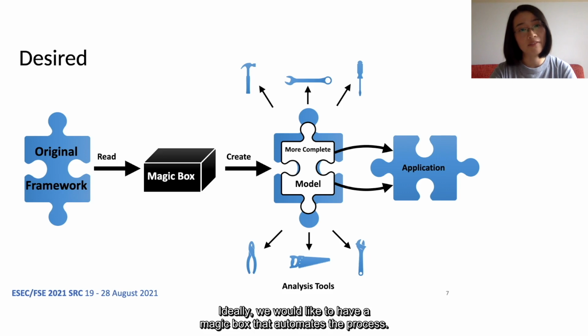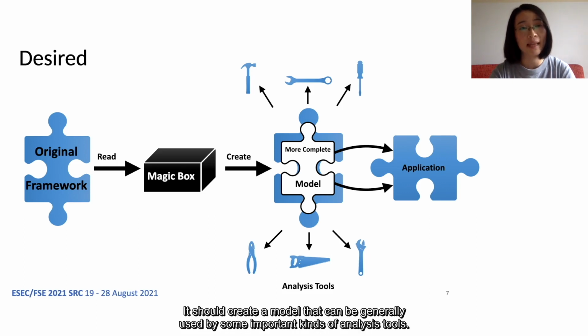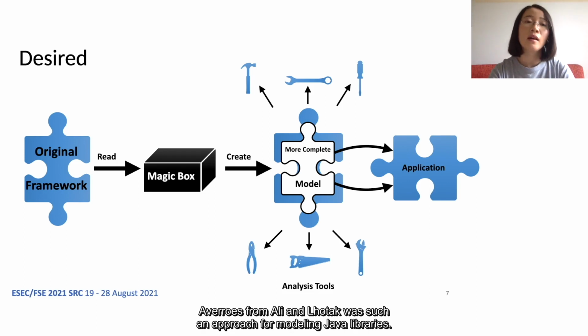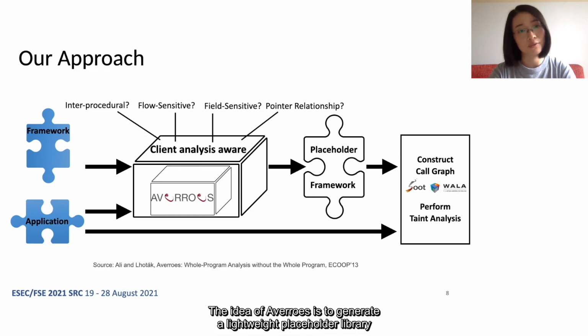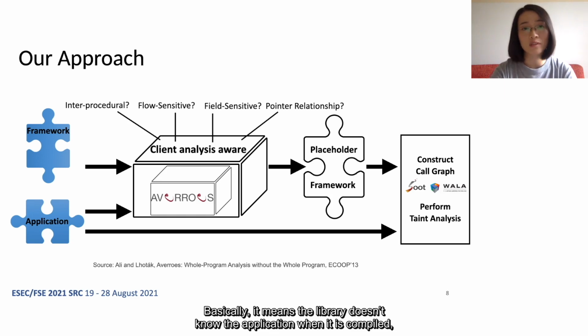Ideally, we would like to have a magic box that automates the process. It should create a model that can be generally used by some important kinds of static analysis tools. Averroes from Ali and Lotak was such an approach for modeling Java libraries. The idea of Averroes is to generate a lightweight placeholder library that models the original library based on the separate compilation assumption. Basically, it means the library doesn't know the application when it was compiled, which limits what it can potentially do to the application code.